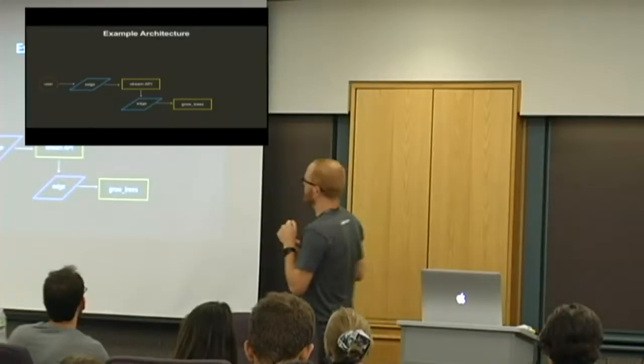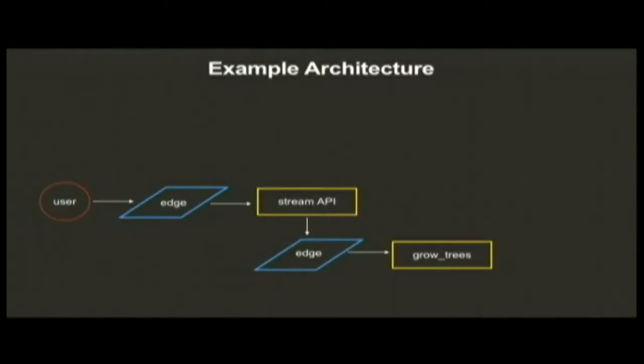So when we get the edge data, it goes into an API, which we're actually running NSQ. It's a message bus that's similar to Kafka or RabbitMQ.